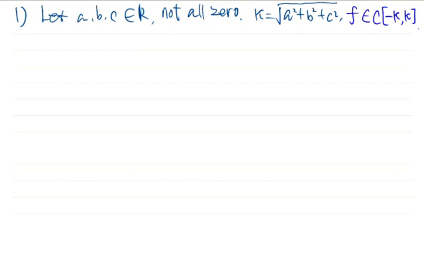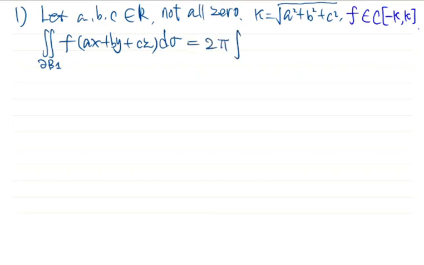Then the integral over the unit sphere of this function, this is the surface integral. The conclusion is that this equals 2 pi times the integral from minus 1 to 1 of f(kappa u) du. The surface integral is converted to a definite integral. Okay, so how to solve this problem?